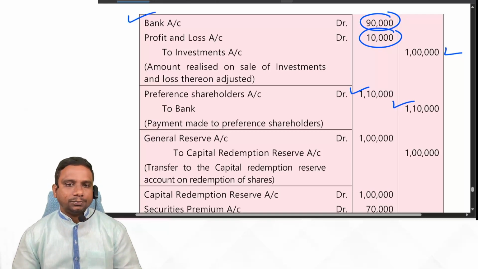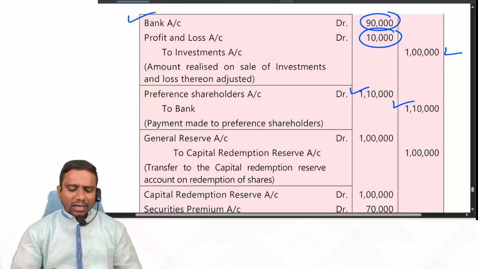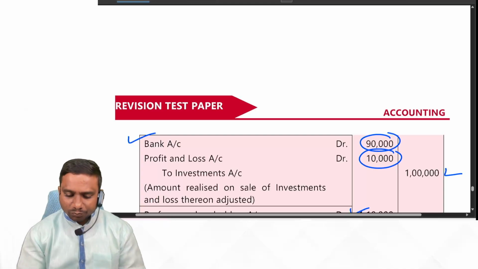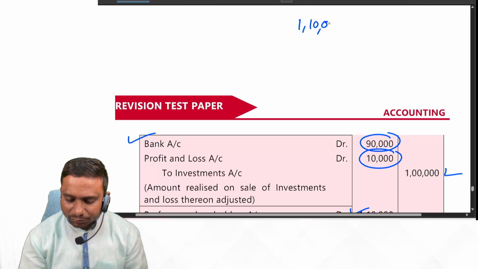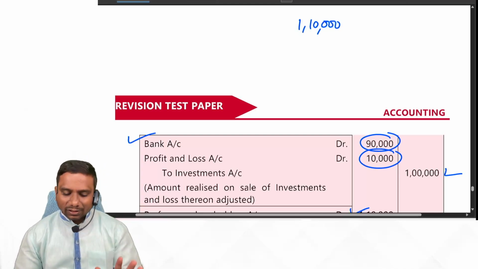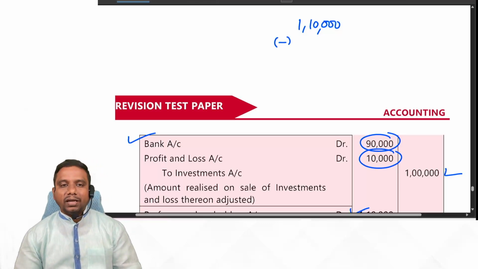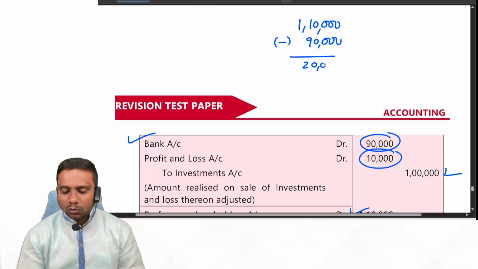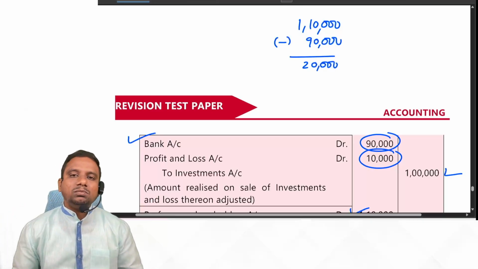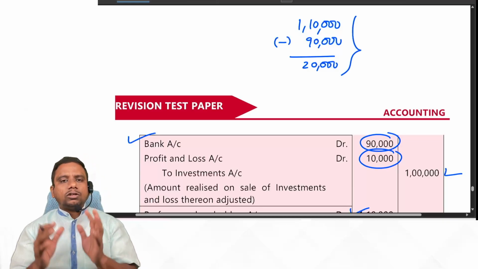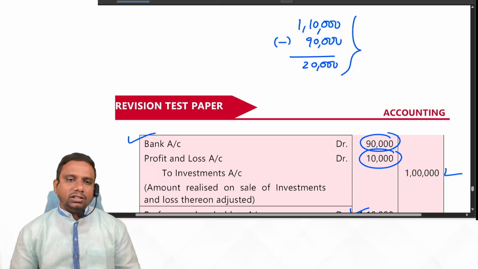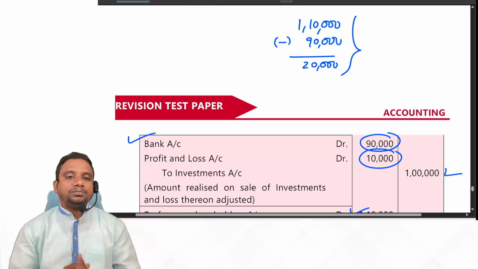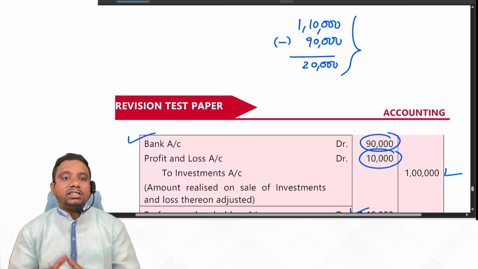Now, how is this capital replaced? We are issuing fresh shares. How? Look at this. Total we need 1 lakh 10,000, minus the amount received from investments, 90,000. We need 20,000 rupees more. Already we have some balance in the bank account. That means we have sufficient cash balance, so here we are not going to issue any fresh shares.